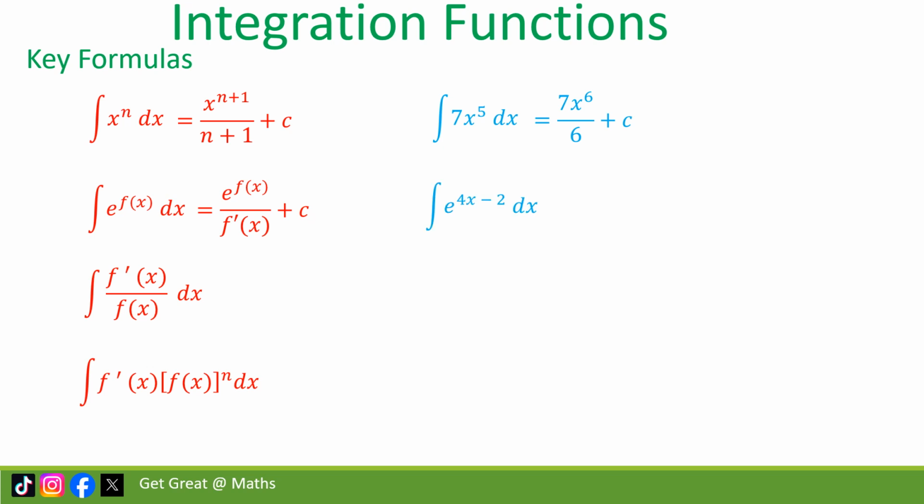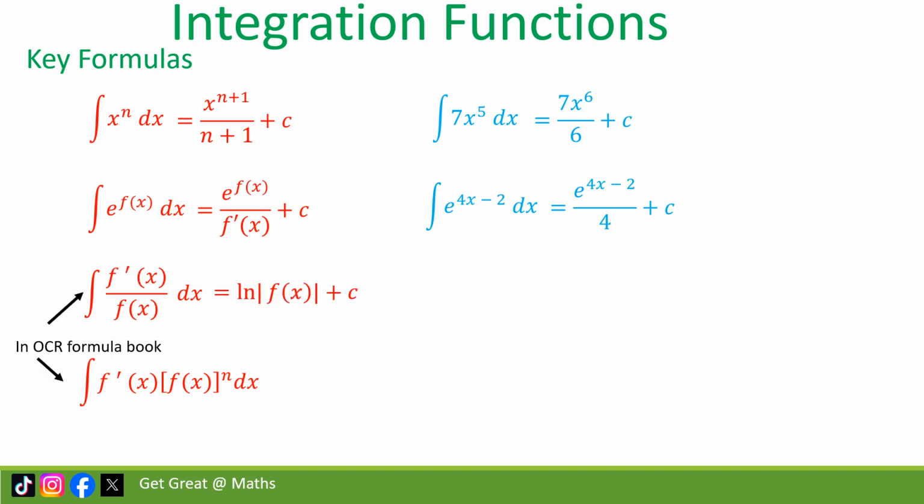An example of this is e to the 4x take away 2 dx. Remember the notation, the integral signs and the dx's. So the differential of 4x minus 2 is 4 using the rule above. So the answer is e to the 4x minus 2 all divided by 4 plus c.